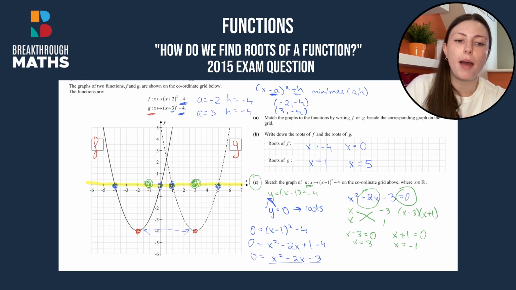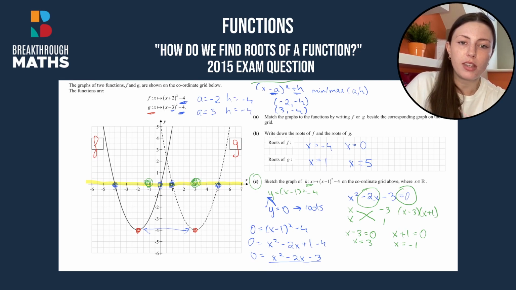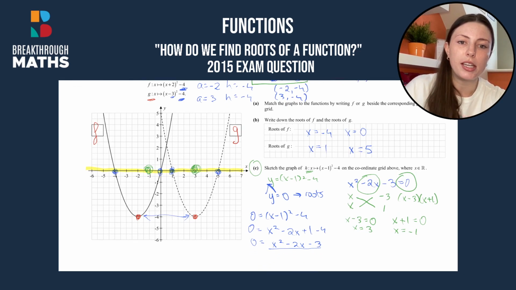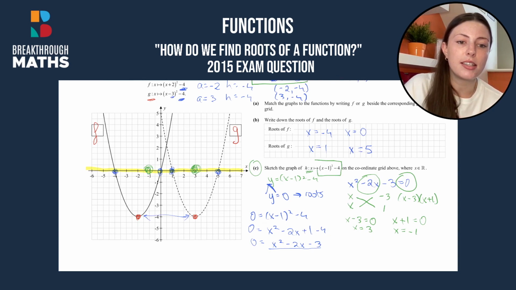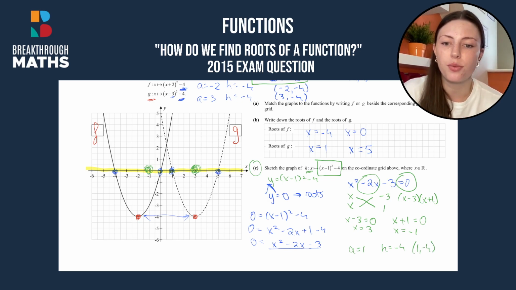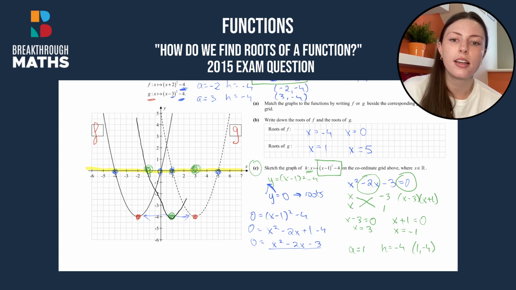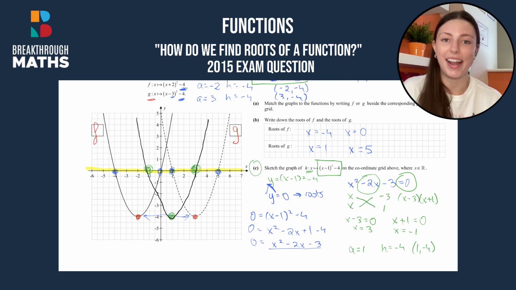To find the min and max point, if you remember, we need to have our (x minus a) squared plus h. Looking at our function, this means that our a is going to be plus 1 and that our h is going to be minus 4, which means that our min or max point is (1, minus 4). If we mark that in, we will have it down here. And just to finally sketch the graph, we'll just connect up those points, and that is our function h of x.